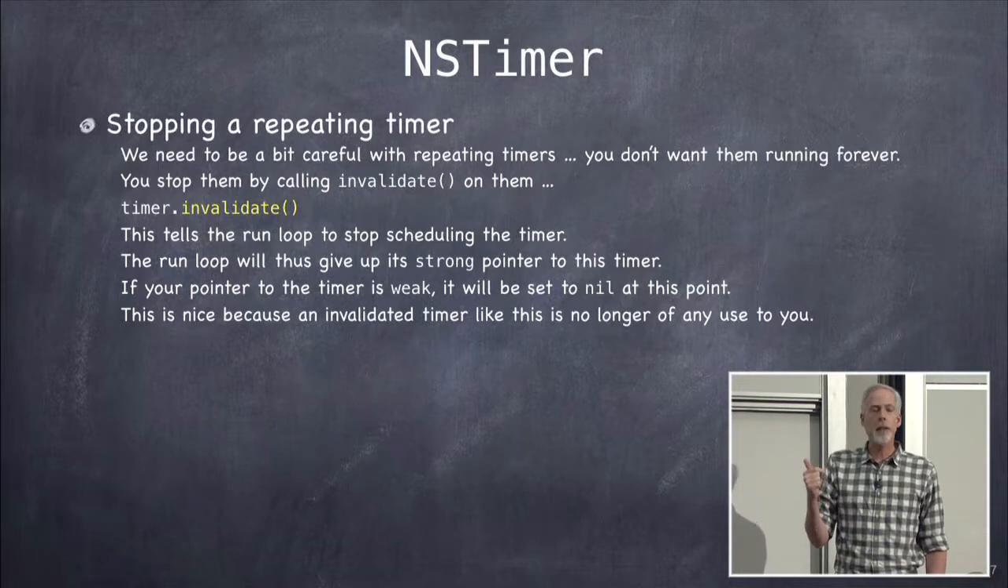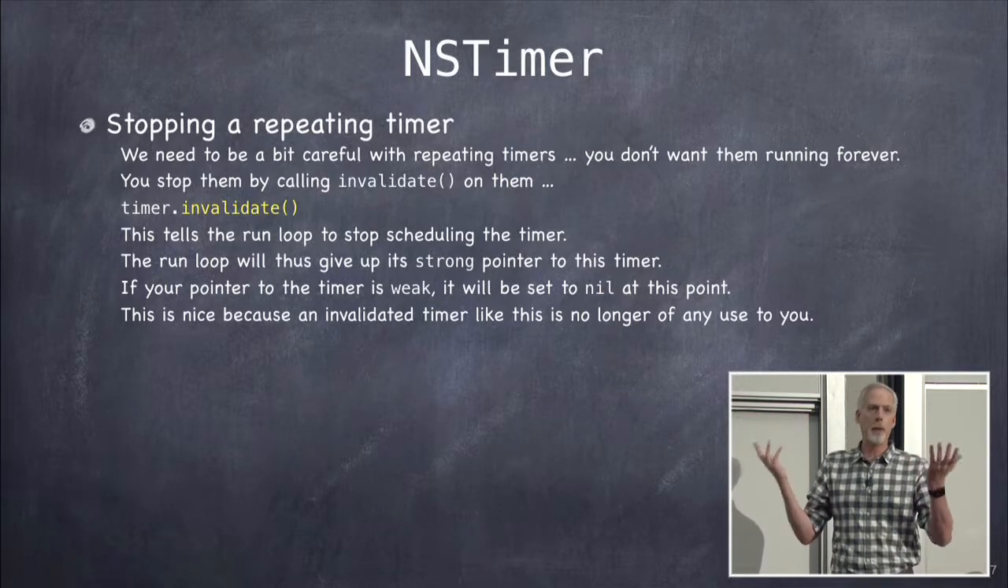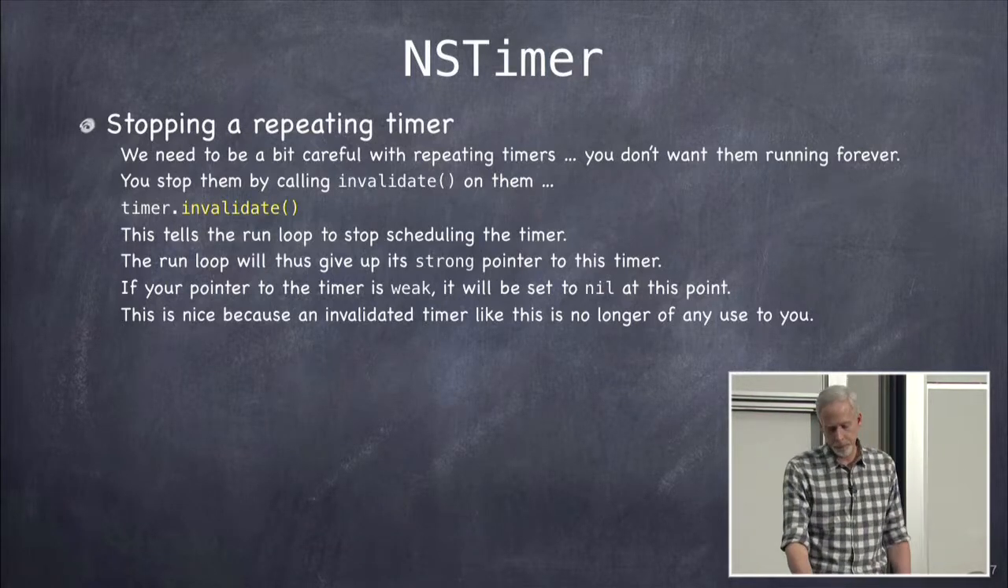Now, again, if you do an invalidate right there and you have a weak var to it, it's going to go out of the heap, which is really convenient.